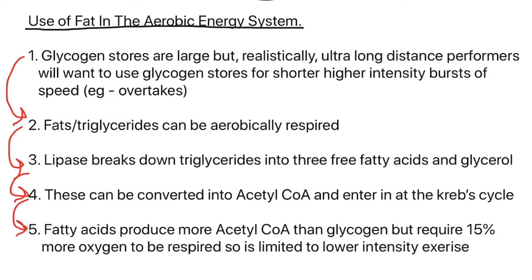So before we move away from this energy system, what we need to understand is the use of fat in the aerobic energy system. Now, what you might be thinking is, why use fat when you can just use glycogen? So basically, glycogen stores are large, but realistically, if you're an ultra-long distance runner, let's say, you will want to use those glycogen stores for shorter, high intensity bursts of speed, like overtakes or sprint starts.